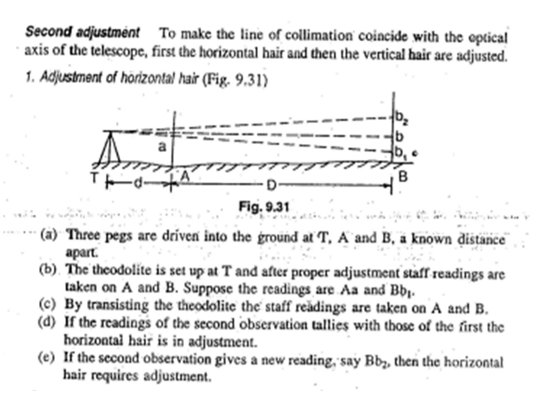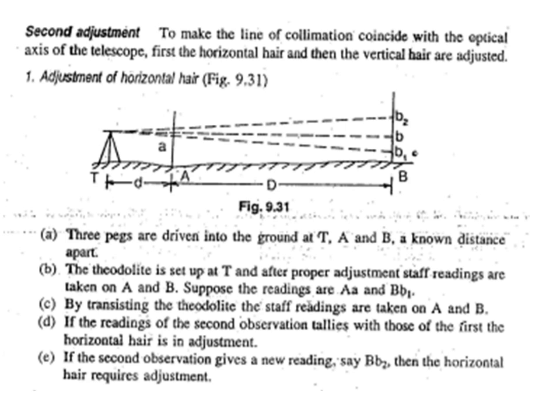First, the horizontal hair and then the vertical hair are adjusted. The adjustment of the horizontal hair is carried out as per figure 9.31, wherein T is the position of the instrument, capital A and capital B are the positions of the staff, and small a and small b are the 2 hair readings, the central hair readings at A and B, and B1 and B2 are the other stadia hairs. Then 3 pegs are driven into the ground at T, A and B, a known distance apart. Then the theodolite is set up at T, and after proper adjustment, staff readings are taken on A and B.